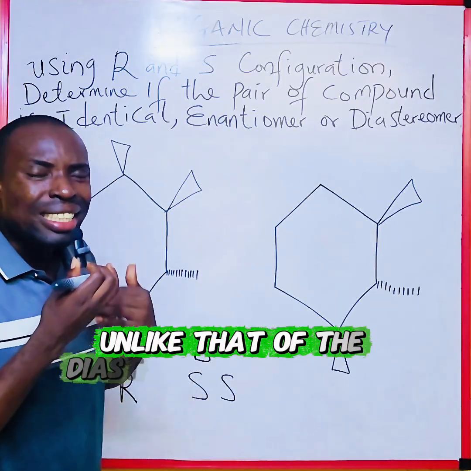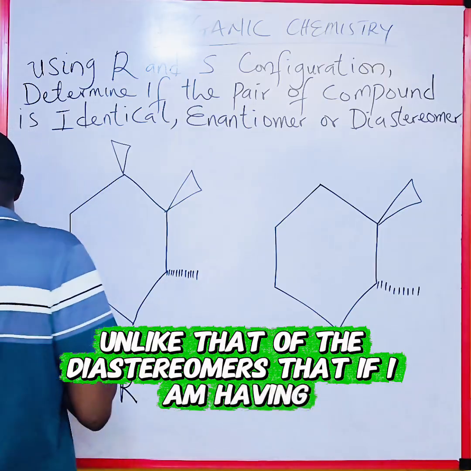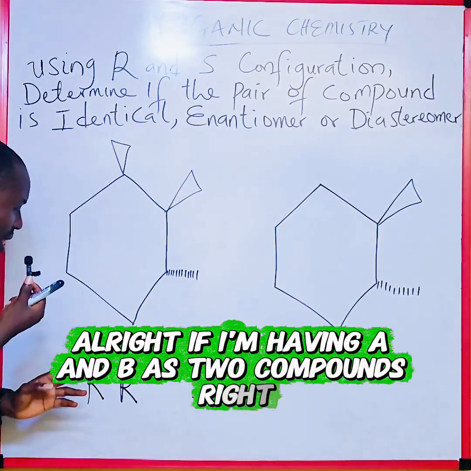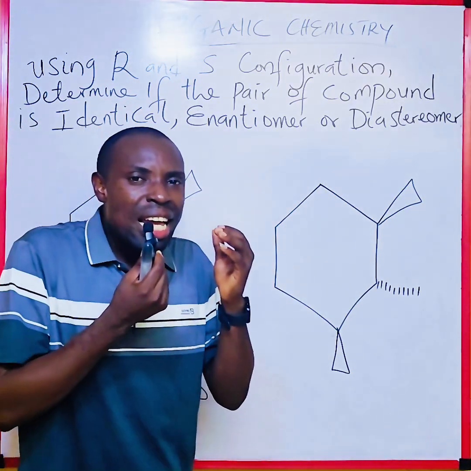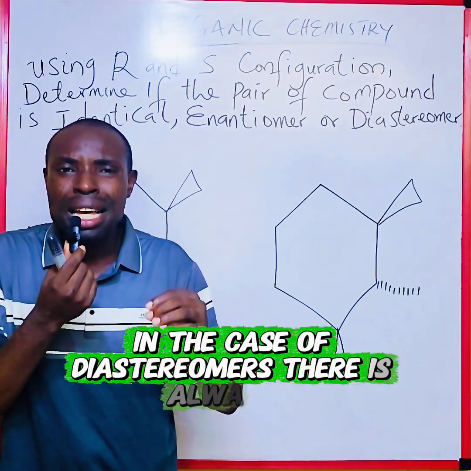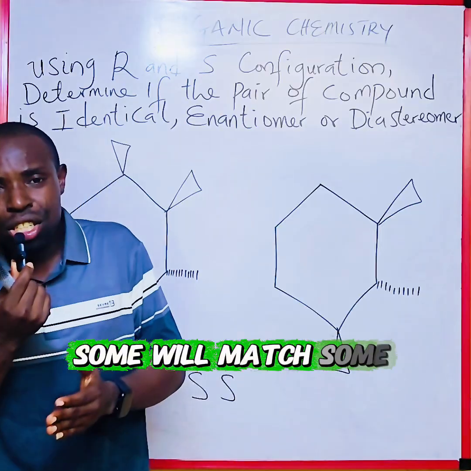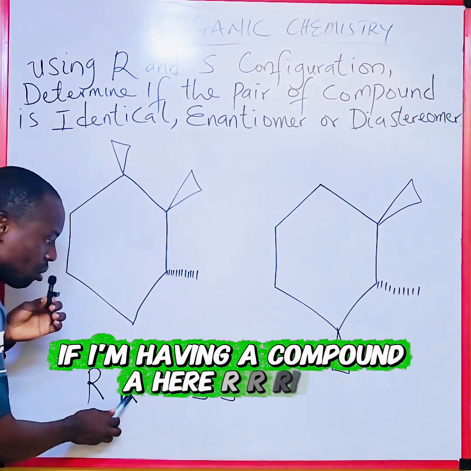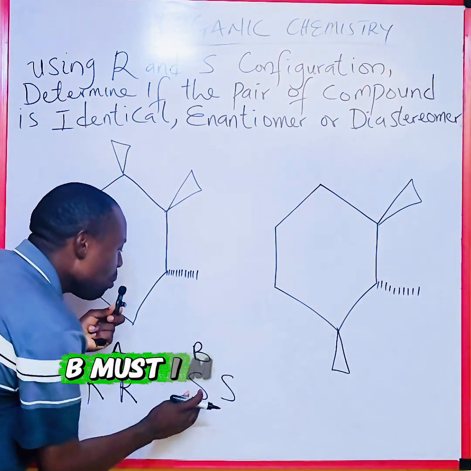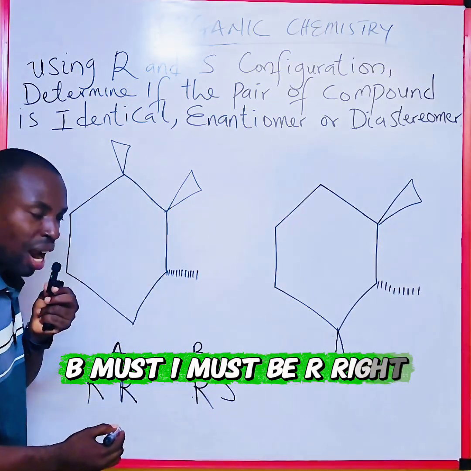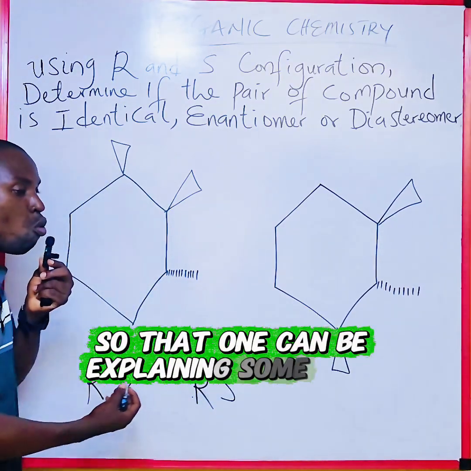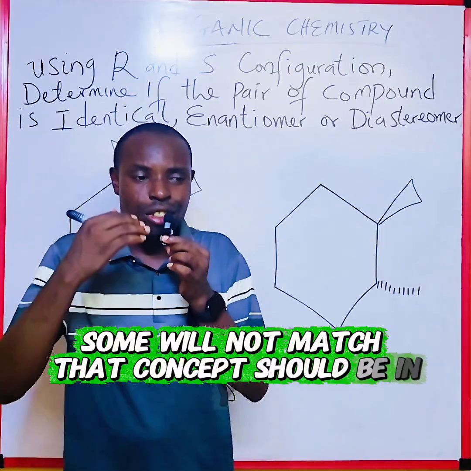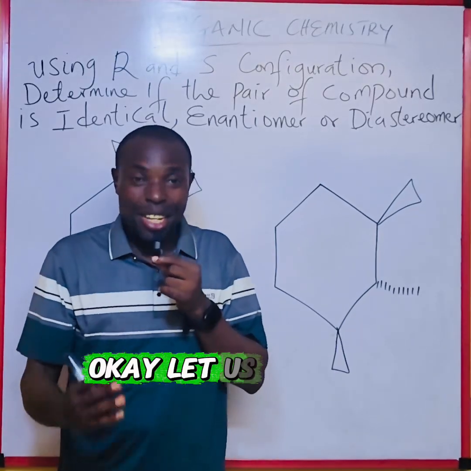Unlike the diastereomers, if I am having A and B as two compounds, in the case of diastereomers, some will match, some will not match. For example, if I'm having compound A here, arrow, arrow, and B here, one must be arrow so that the other one can be X, meaning some will match, some will not match. That concept should be in you. Okay, let us continue.